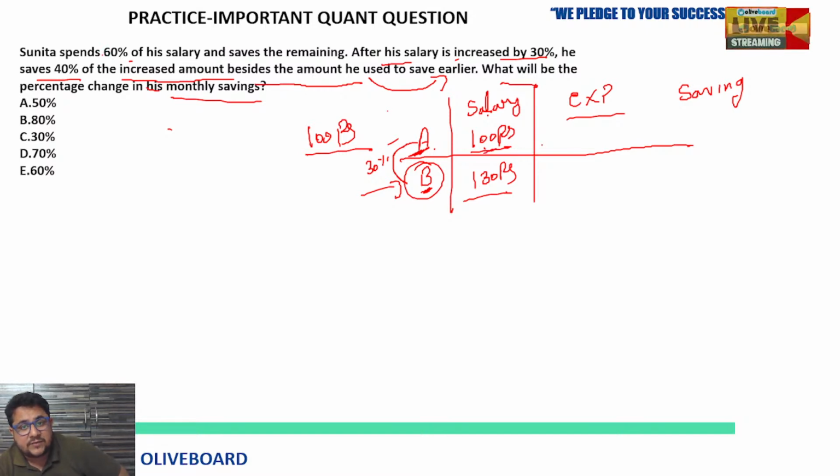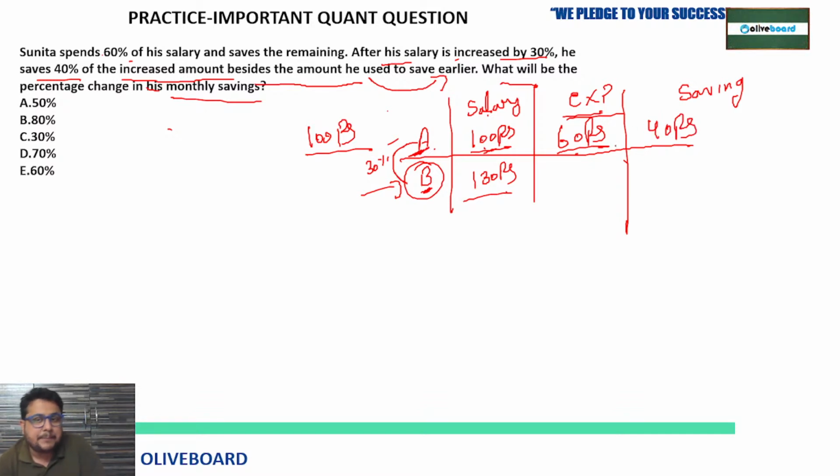Now, earlier he spent 60%. So 60% of 100 is how much? 60 rupees only. So he was right. This is the amount he was spending. Okay. Now this was the expenses. So after that he was saving the remaining amount, that is 40%. He saves the remaining and he spends 60%. So after the spendings, he is saving the 40%, which is going to be 40 rupees. For your better understanding, I am taking the example of rupees. So you will understand it better.